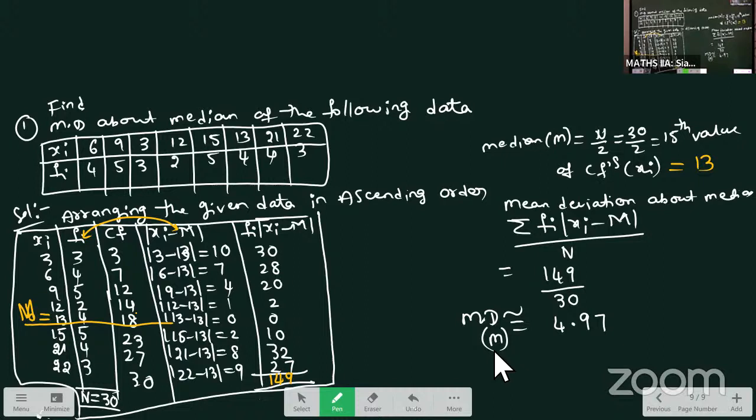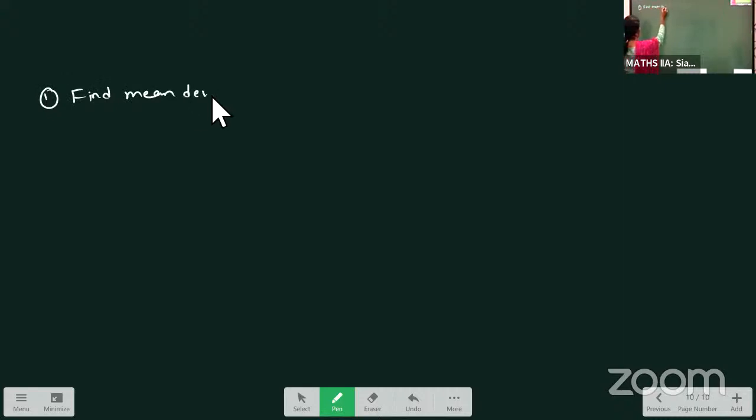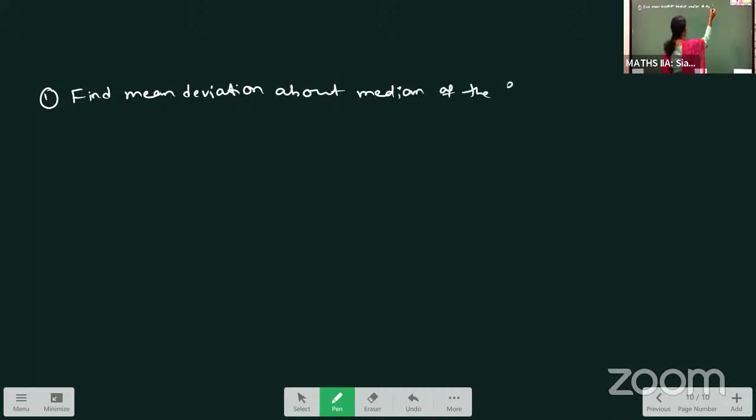I will give you one question for practice. Just try it for continuous data. I'll write the question here. Find mean deviation about median of the following data.